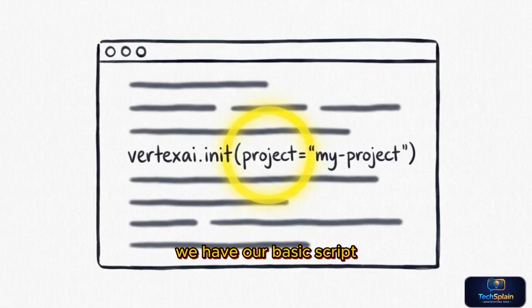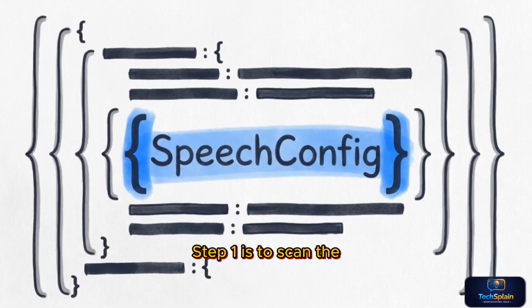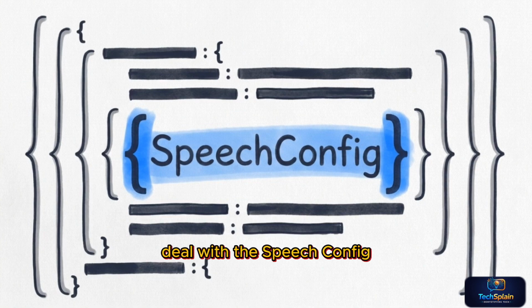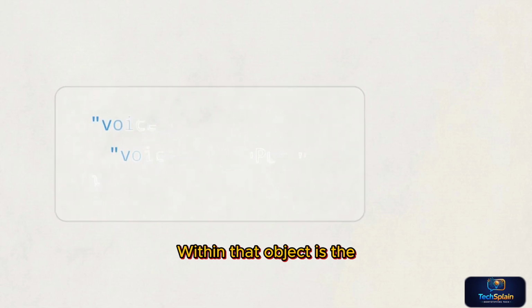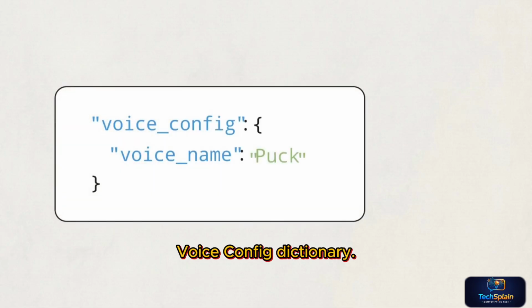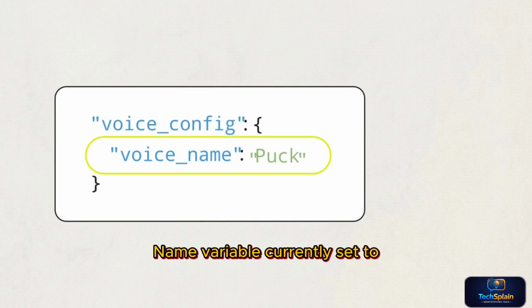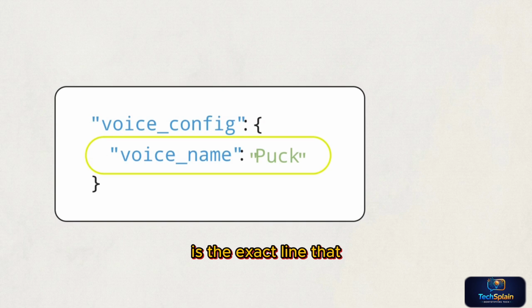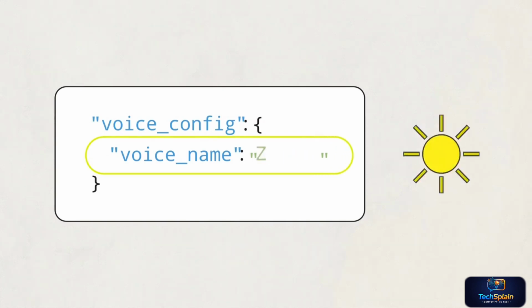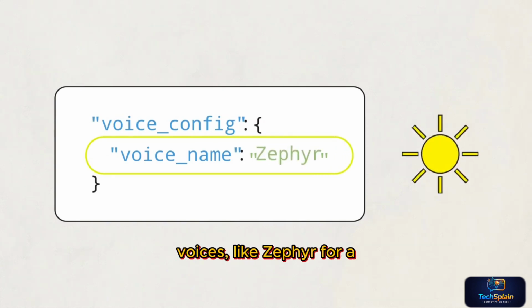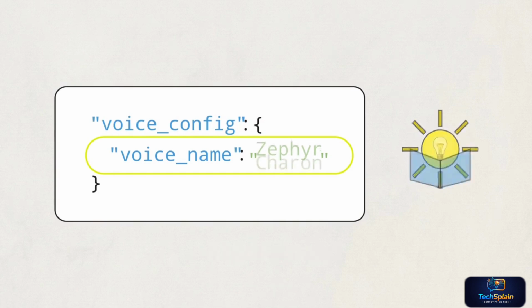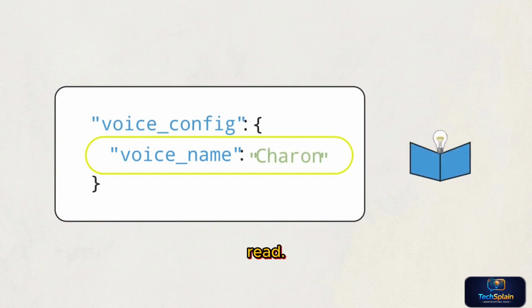Looking at this code editor, we have our basic script with the Vertex AI connection initialized. Step 1 is to scan the exported API payload and locate the speech config object. Within that object is the voice config dictionary. As highlighted here, the voice name variable, currently set to Puck, is the exact line that controls the persona. You can slot other specific voices, like Zephyr for a bright delivery, or Karen for an informative read.